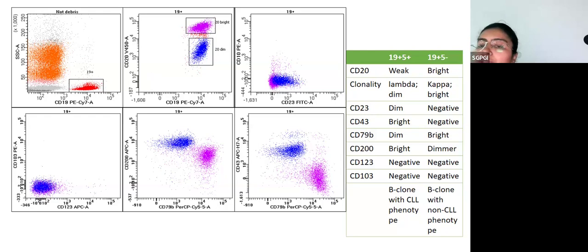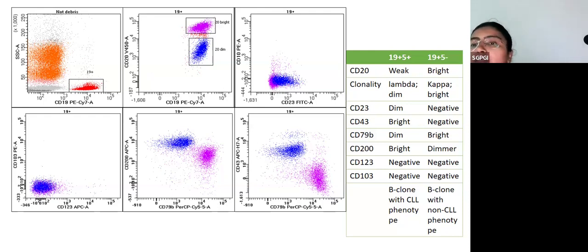In the further tubes, you see that you have the blue cells, CD5 positive, which are also expressing CD200 and which are also expressing CD43, CD79B dim. So this is a CLL clone. While the bright CD20 positive cells express CD79B and they have heterogeneous CD200 or dim CD200 and they lack CD43 expression. So basically, this was a non-CLL B cell clone.